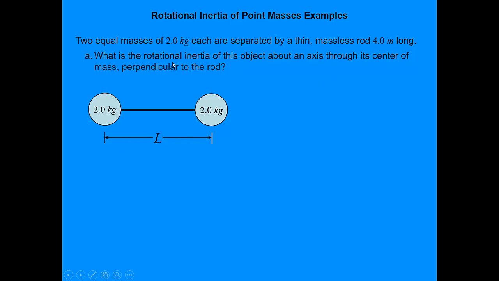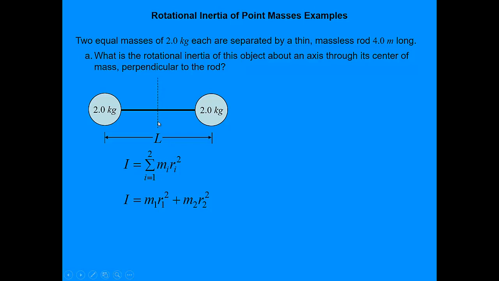So I'm going to figure out the rotational inertia about an axis through its center of mass, perpendicular to the rod. Well, where would the center of mass be for two 2-kilogram objects? Yeah, it would be right in the center, symmetry. So there's the center of mass. So, rotational inertia of this system about this axis would be the sum from i equals 1 to 2, because there's 2 point masses, of all of the mi ri squareds. If we expand that out, we get m1 r1 squared plus m2 r2 squared.